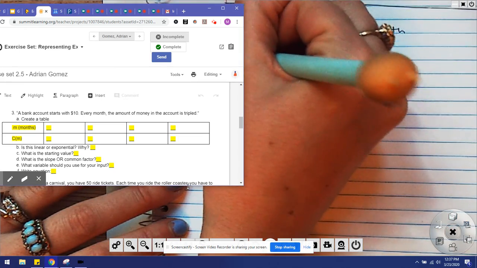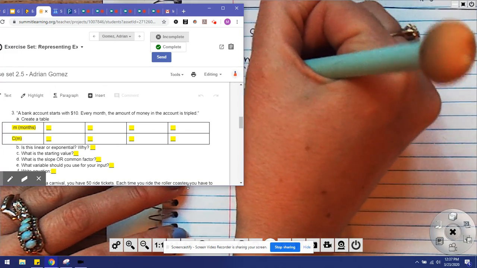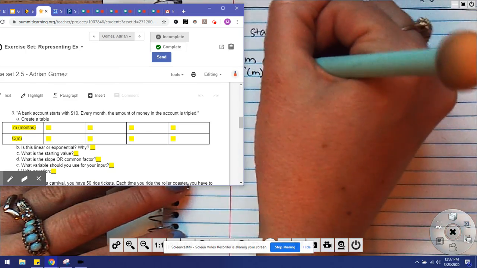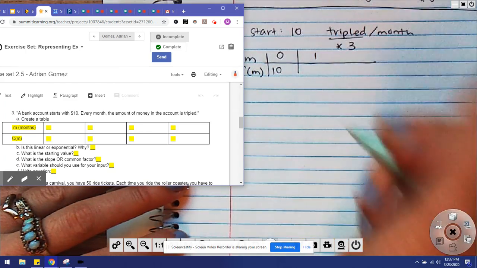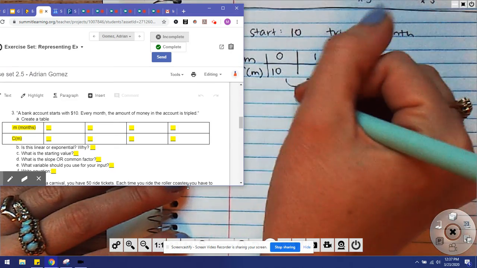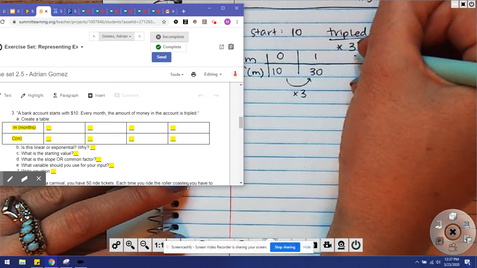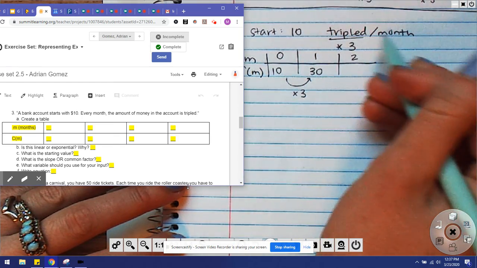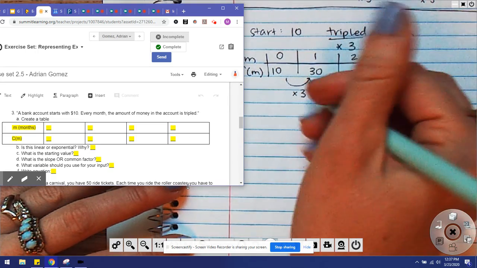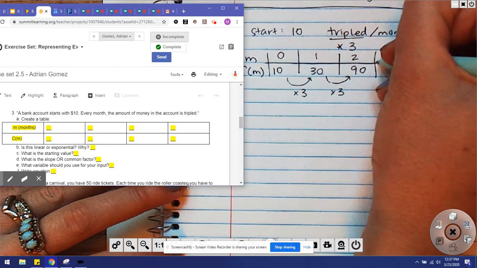So I'm going to start to set up my table. I have M for months and then C of M. At 0 months, I have $10. After 1 month, I'm going to take this 10 and multiply it by 3. And 10 times 3 is going to be 30. After 2 months, since it's tripling again, that means I take that 30 and I also multiply it by 3. 30 times 3 gives me $90.